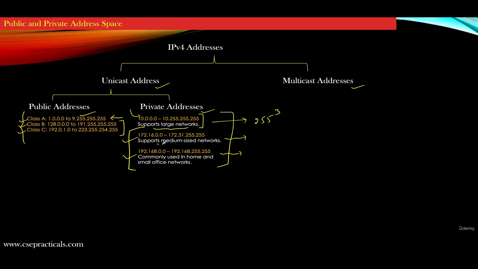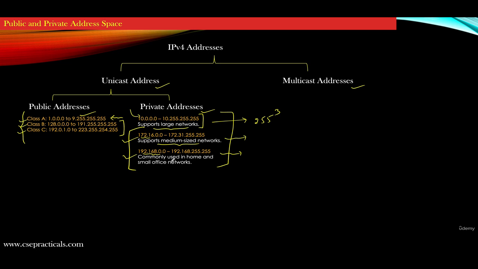For medium-sized private networks, we generally use 172 series IPv4 addresses, and for very small private networks such as your office or home networks, we generally use the 192.168 series of IPv4 private addresses.